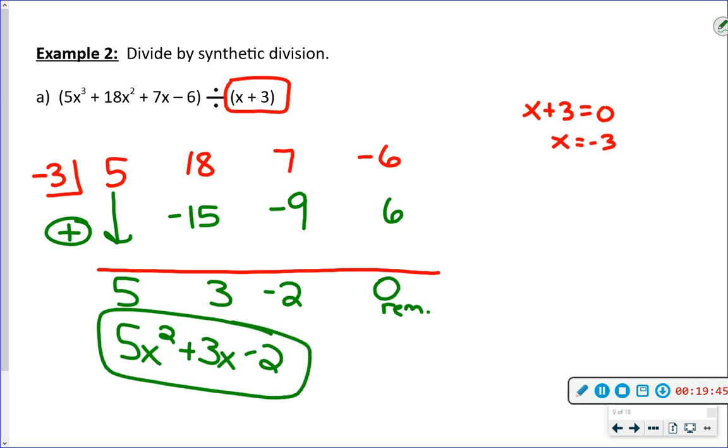Good to go. And once you get good at that, you will just quickly be multiplying and adding, and it's a whole lot quicker than long division. If I did that long division, I'd get the exact same answer. All right, let's practice a few more.